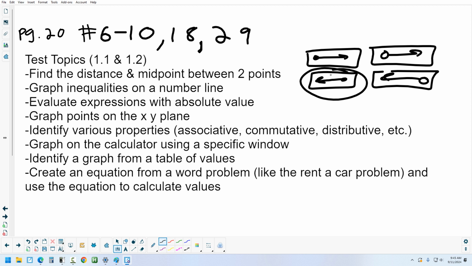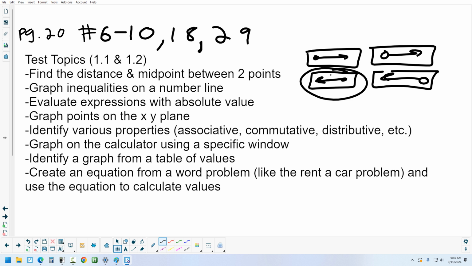Evaluating expressions, so that's simplifying, like doing arithmetic with absolute value problems. Graphing points, so you'll be able to just click with your mouse where you want to put a point. You'll have a grid on the screen. You just have to put the point in the right spot. Identifying the different properties we talked about yesterday. So I'm going to ask you something about like the associative, commutative, distributive, identity. That was another one. Graphing on the calculator and being able to set a window. So we talked about that today.